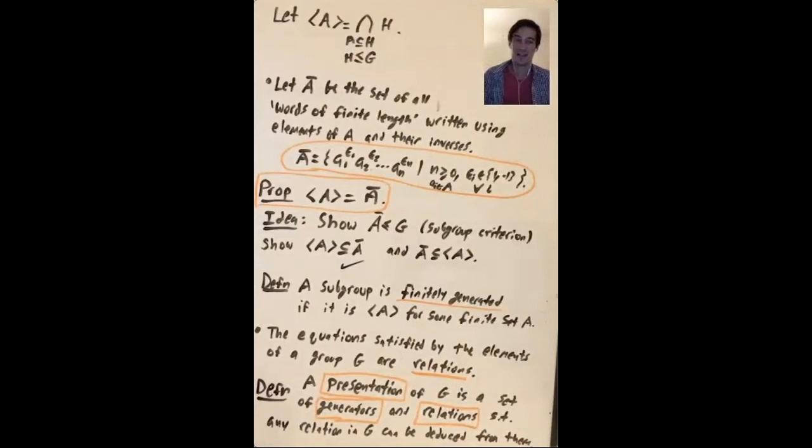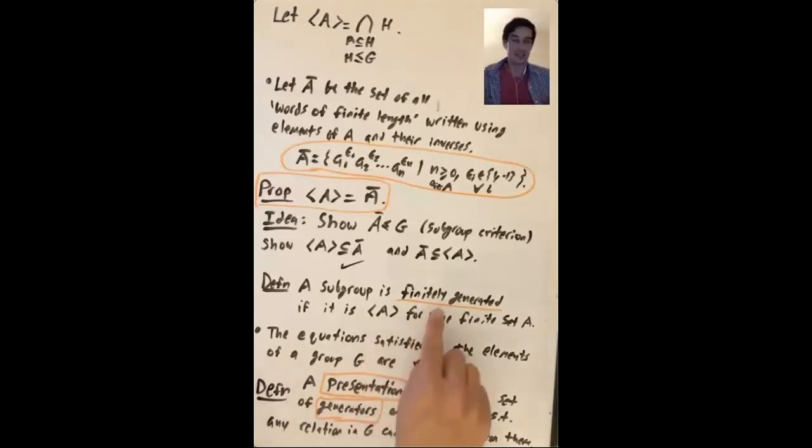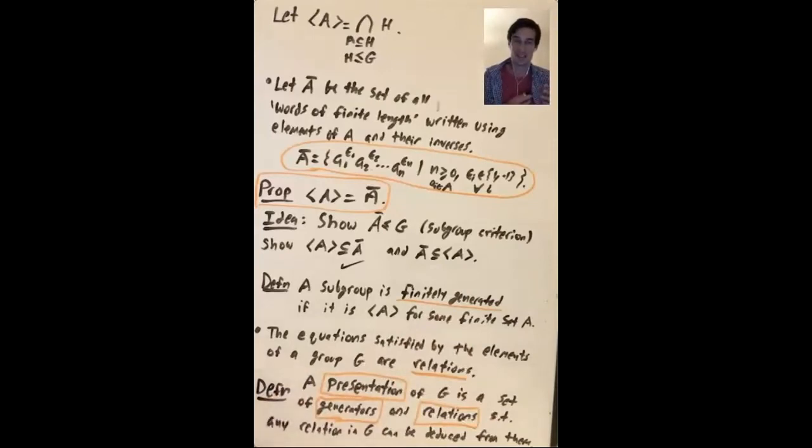Okay, let me introduce a couple more new pieces of language, and then I'll show you some examples. First, this isn't going to be relevant for a little while, but we have the tools to understand this definition, so I want to give it to you now. A subgroup is called finitely generated if it can be written as the subgroup generated by A for some finite set A. So you can think about this, but I hope that it's clear that any finite subgroup is finitely generated. You just take the whole subgroup and take the subgroup generated by that subgroup.